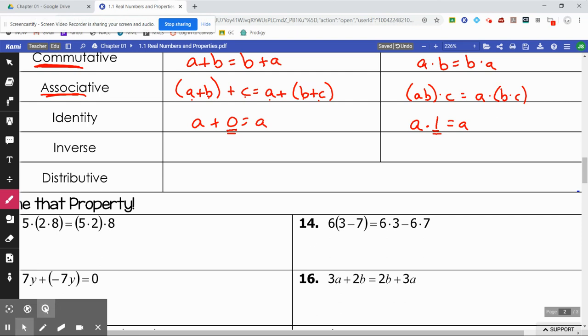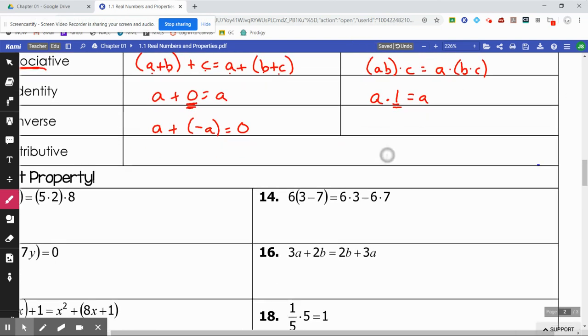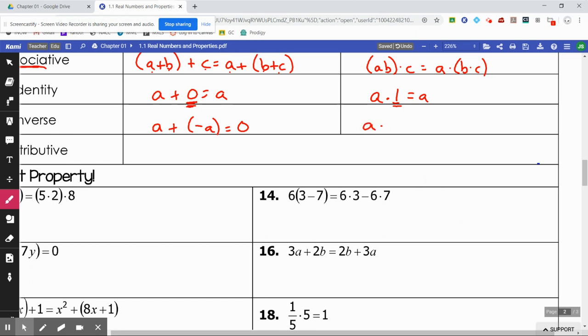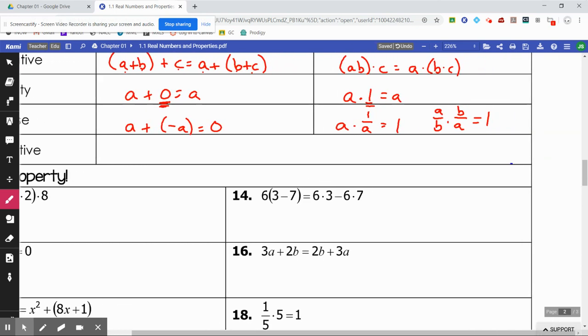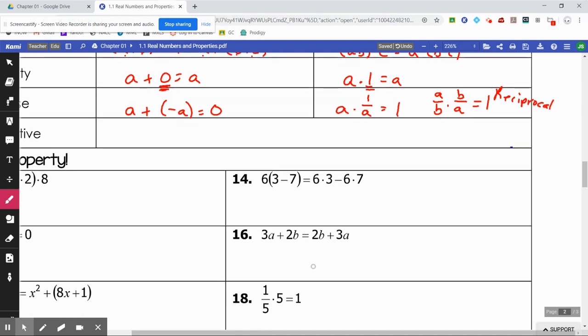The inverse property: if you add something to its inverse, a plus negative a, anything added to its inverse gives you the identity element again. We talked about what the identity element was up here. So anything plus its opposite is equal to 0. So what about multiplication? Anything times its reciprocal, that's the opposite for multiplication, is equal to the identity element. You could also say a over b times b over a is equal to 1. Another word that we throw in sometimes when you're talking about multiplicative inverses is the word reciprocal. Reciprocals are the same thing as multiplicative inverses.